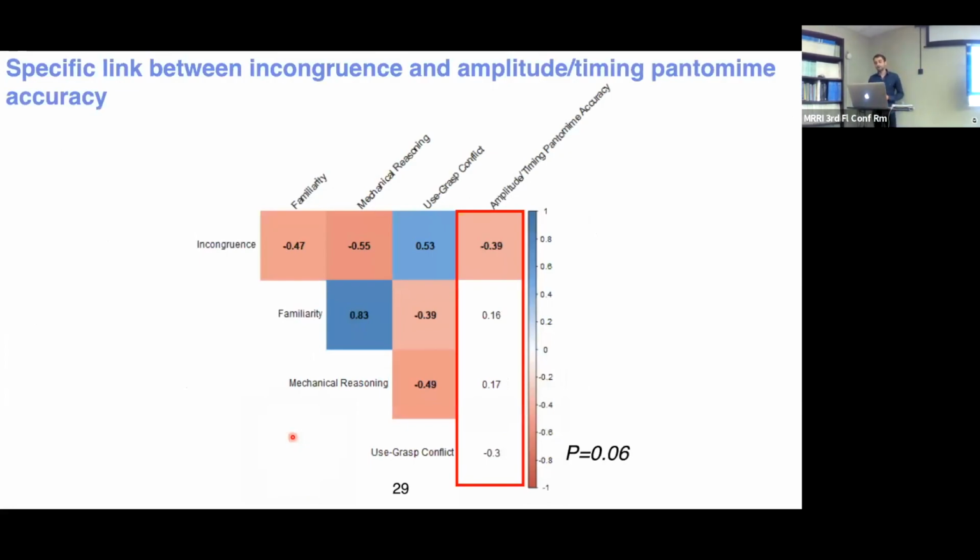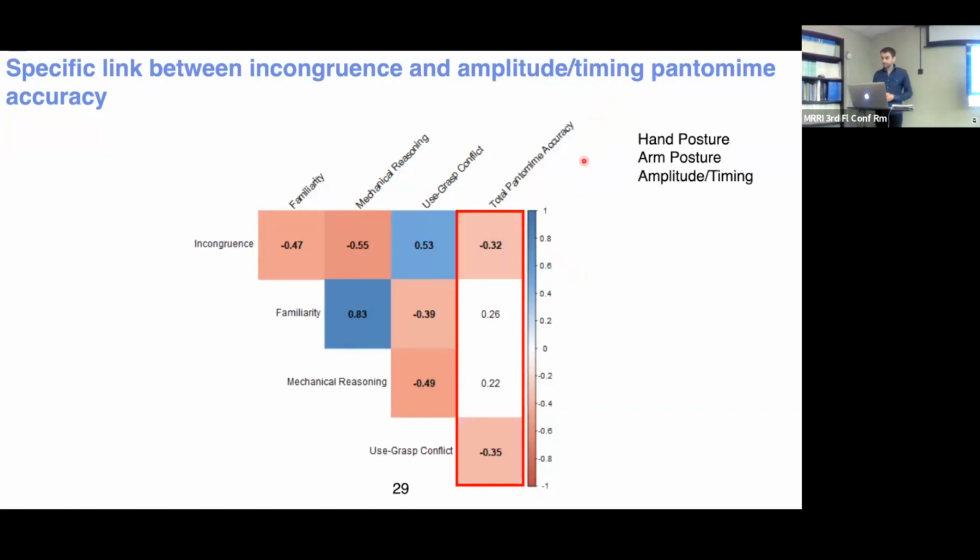And so we did this matrix of correlations. When we consider only amplitude timing pantomime accuracy, we found that only incongruence correlates with this accuracy. If we consider the average of the different errors, such as end posture, arm posture, and amplitude timing error, we found that incongruence correlates with total pantomime accuracy, but also that use-grasp conflict correlates with that. That suggests that tools that are more conflicting on the use-grasp side are also more difficult to pantomime. And that's consistent with a lot of evidence that has been published so far by our lab again.